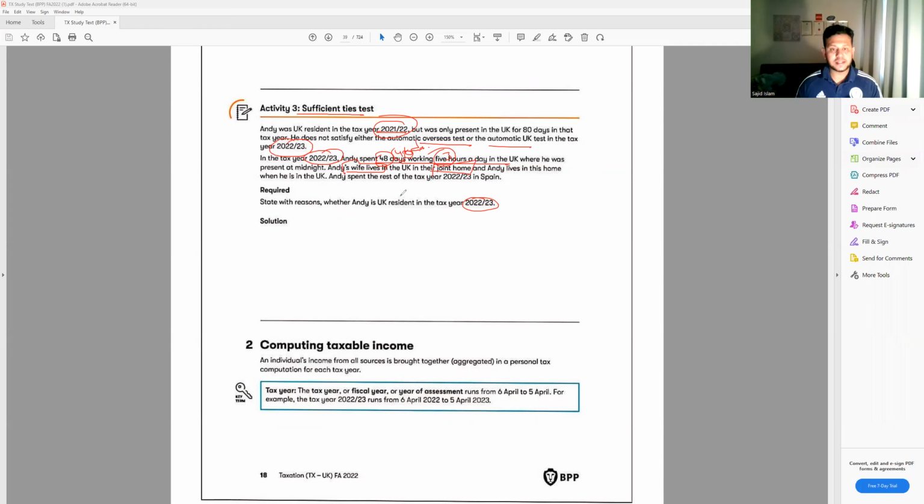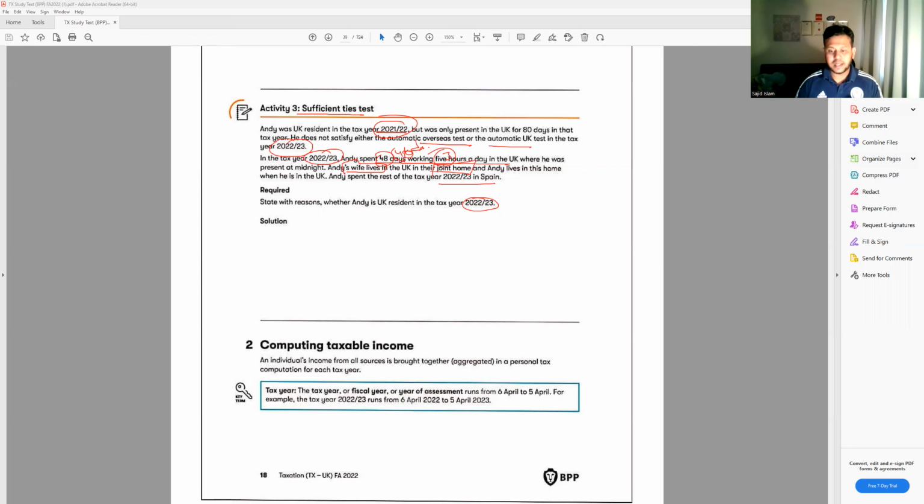And he spent at least the rest of the tax year in Spain. All right. So you can see a few pieces of information. The first information, he was previously resident. So looking for the first one, previously resident, and he spent 48 days.